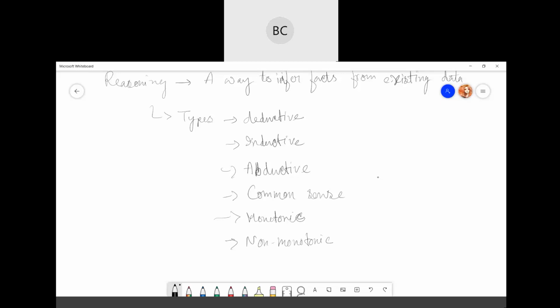In deductive, already told. Inductive means arriving at the conclusion using limited sets of facts. Then abductive means logical reasoning that starts with single or multiple observations. Okay, we will continue in the next class. So I'm going to stop sharing.